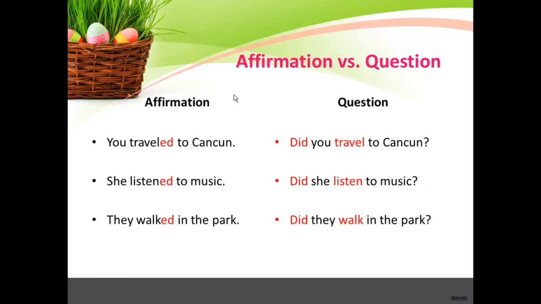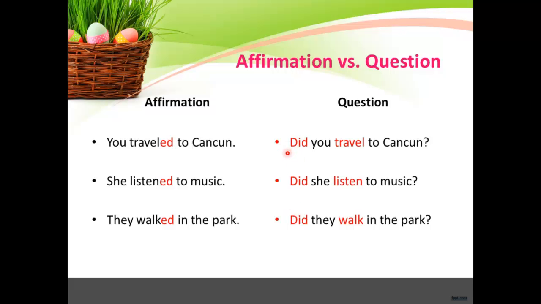Now let's see the difference between an affirmation and a question. Vamos a ver la misma frase cuando es una afirmación y una pregunta. You traveled to Cancun. Did you travel to Cancun? If you see here, I'm adding the ed, but when it's a question, I'm going to use the auxiliary did.